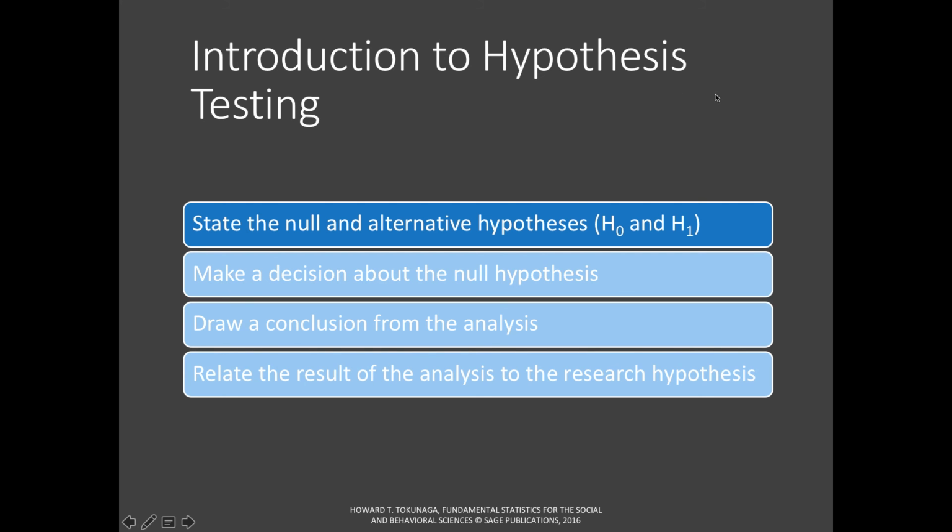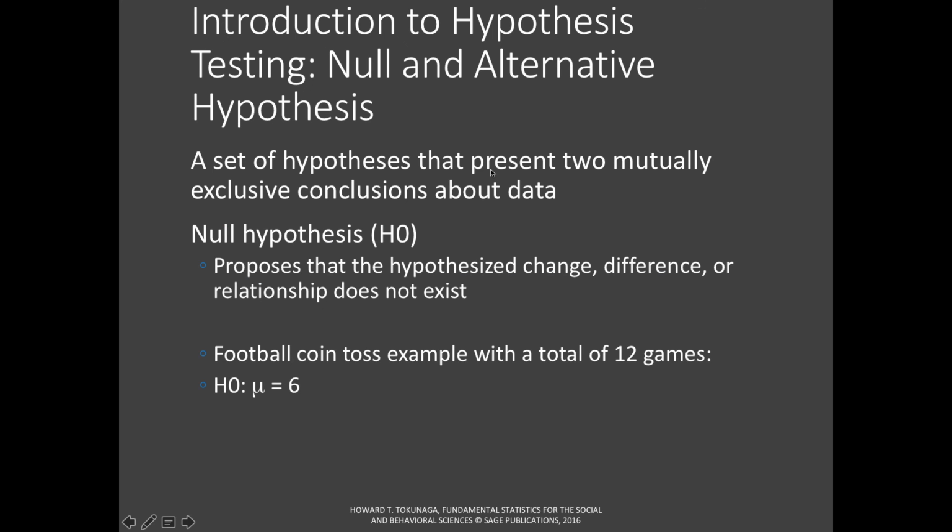Okay, so some hypothesis testing information. The first thing is the null and alternative hypothesis. This first symbol here, the H sub 0, means null hypothesis. And this other H sub 1, or sometimes H sub A, would be the alternative hypothesis. The null hypothesis proposes that some change or difference or relationship doesn't actually exist.